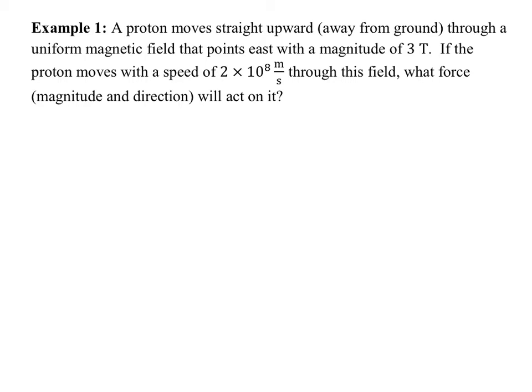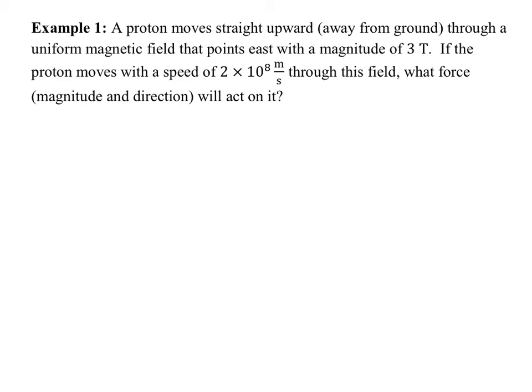So think about this for a second. Draw yourself a diagram first. Draw what you think is happening, please. Draw your field lines as parallel lines with the label B. And it says here clearly that the field points east. We're told that the particle, a proton, moves vertically or straight upward. So we can draw the particle moving upward. So we should have velocity of the particle going up, the field going east.